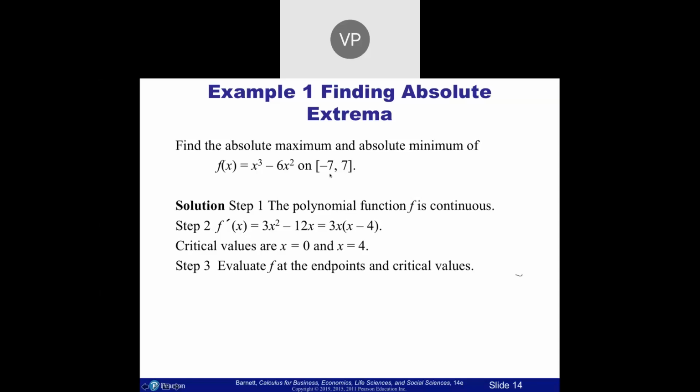What's f of -7? What's f of 0? What's f of 4 and what's f of 7? Not in the derivative, but in the original function because we're looking for y values.